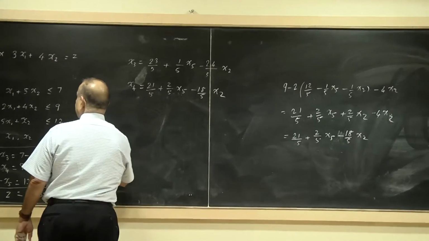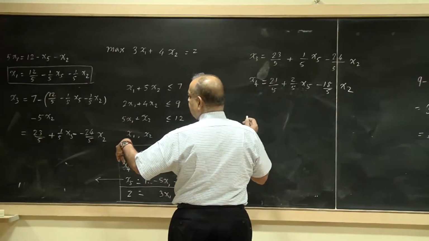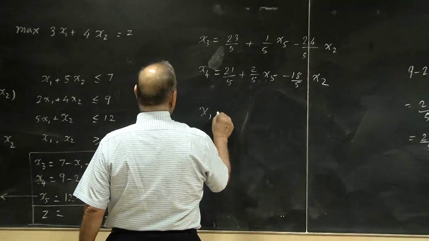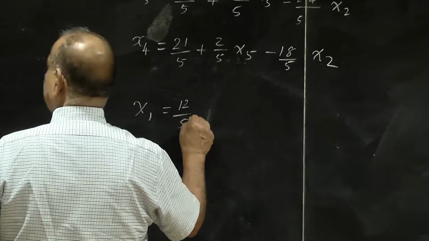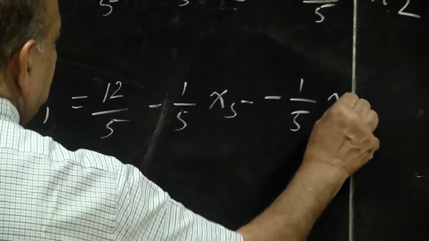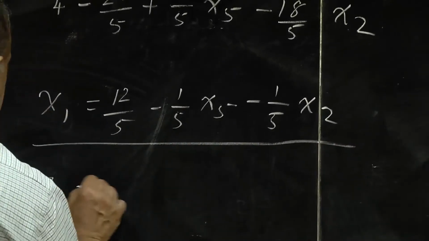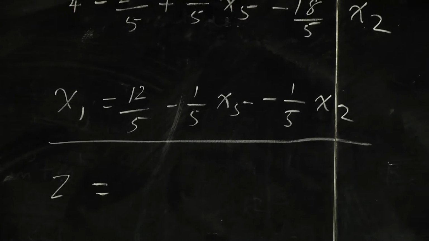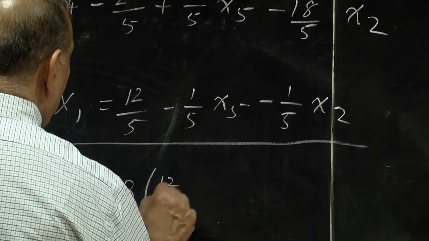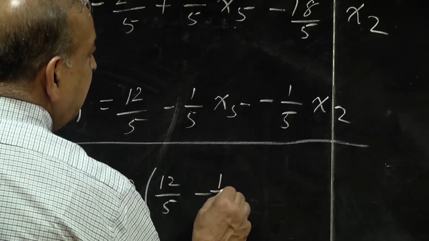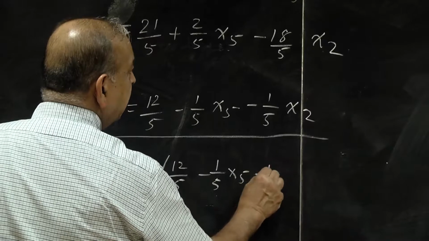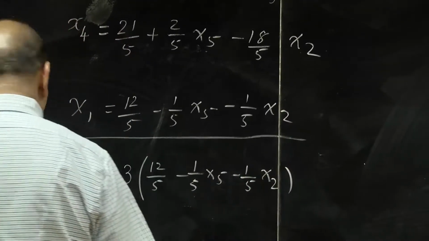Then this one. This is the equation which has been written the other way. x1 is 12 over 5 minus 1/5 x5 minus 1 over 5 x2. Now I have to write z also. 3x1 plus 4x2, which is 3 times, instead of x1, I should write down 12 over 5 minus 1 over 5 x5 minus 1 over 5 x2, plus 4x2.